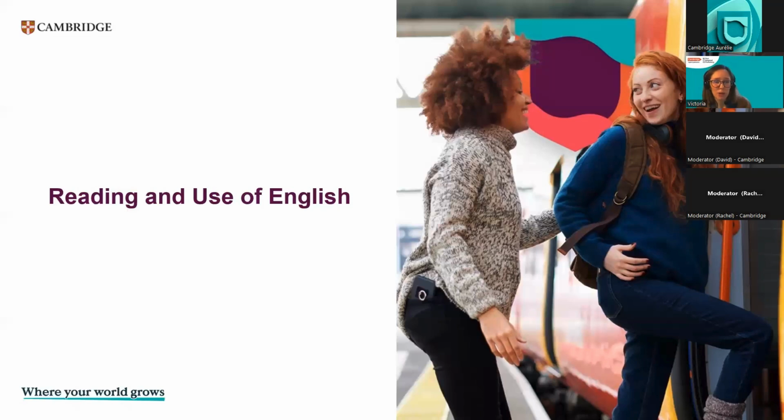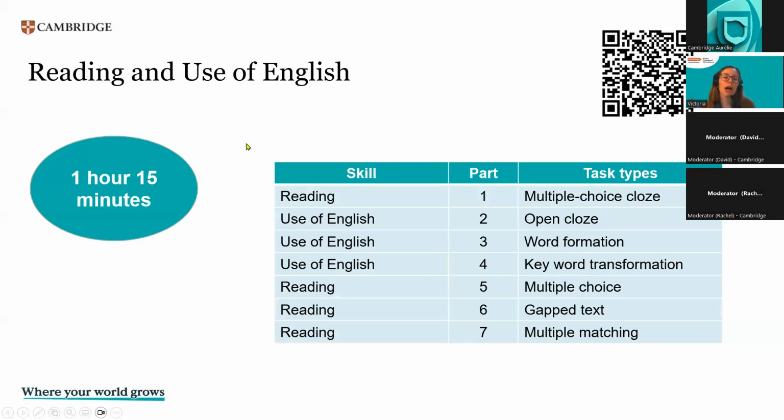And now I will be focusing on the reading and use of English paper. The duration is 1 hour and 15 minutes, and it has 7 parts. It includes a range of tasks that allow you to show different types of abilities.